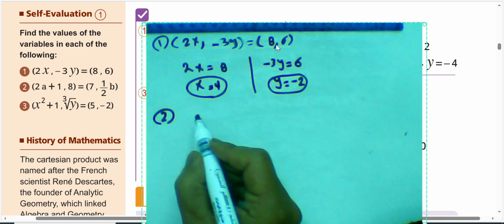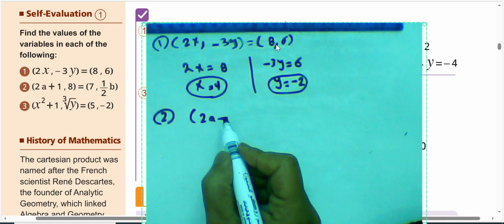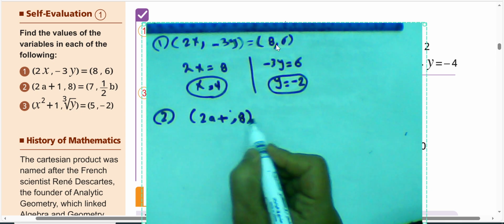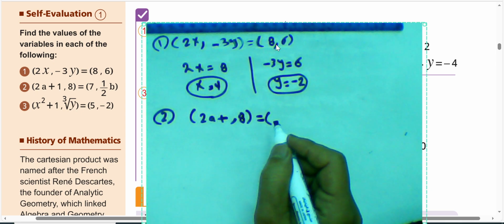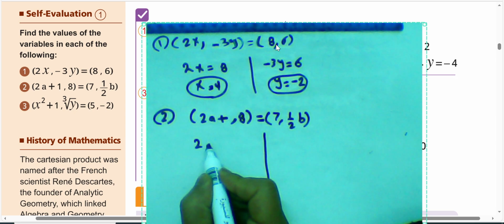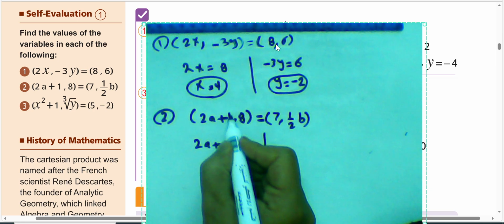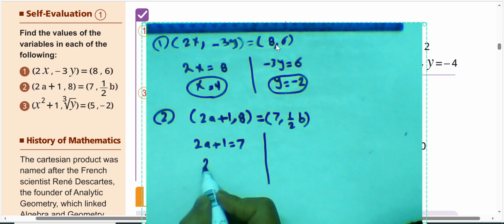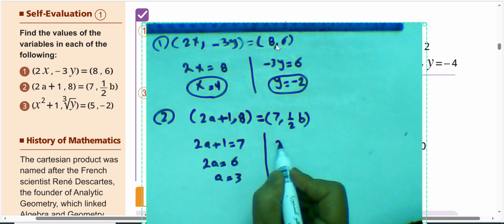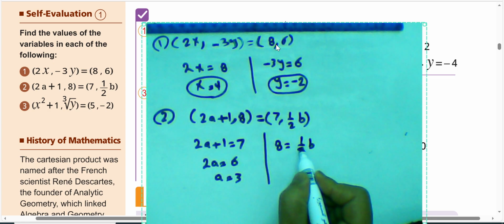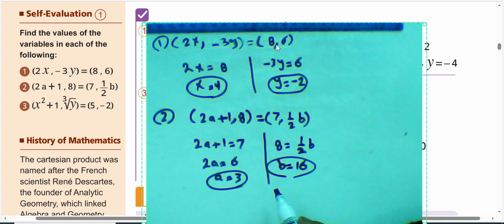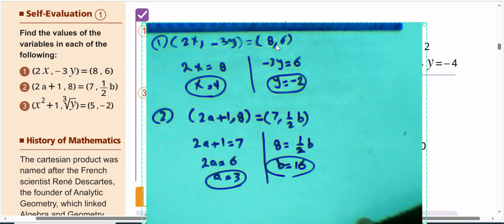And question number 2: we have (2a plus 1, 8) equal to (7, half b). In the first, 2a plus 1 is 7, then 2a equals 6, the value of a equals 3, and 8 equals half of b. The value of b equals 16. We have a equals 3 and b equals 16. Next, question number 3.